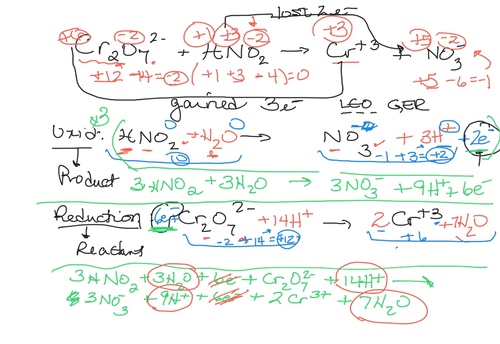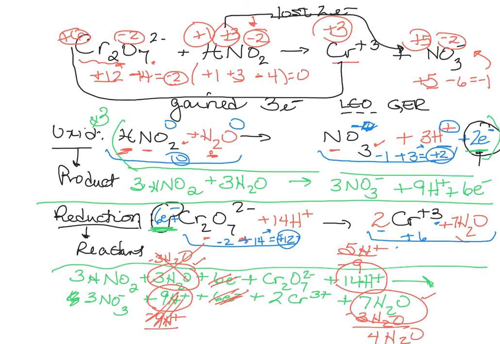So let's look at the water first. I have 3 water on one side, 7 on the other side. So if that were a math equation, what would you do? You would subtract 3 water molecules from both sides, right? And it would cancel out on the lesser side. And you would end up with 4 water molecules on the product side. Same with the hydrogen ion. Let's subtract 9 hydrogen ions from both sides. And it goes away there. And 14 minus 9 is 5 hydrogen ions left.